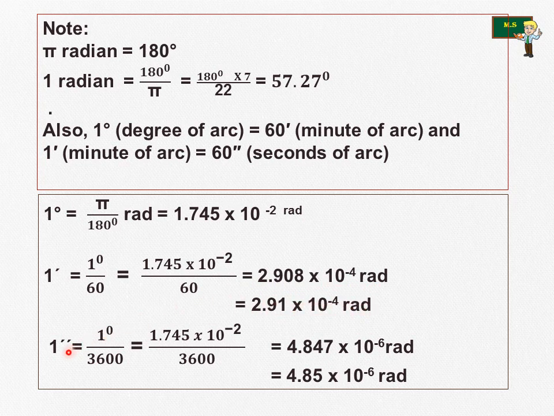Then 1 second of arc is 1 degree divided by 3600, that is 60 into 60. So 1.745 into 10 to the power minus 2 divided by 3600 is 4.847 into 10 to the power minus 6 radian, or 4.85 into 10 to the power minus 6 radian.